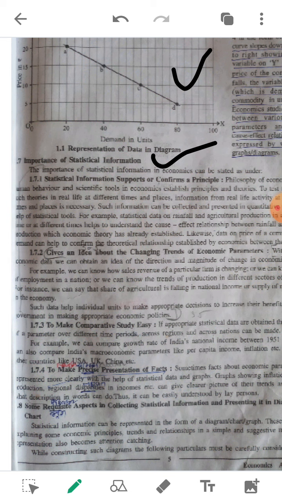Now, some requisites are expected in collecting statistical information and presenting it in diagram, graph, and chart. Statistical information can be represented in the form of diagram, chart, and graph. These are helpful in explaining some economic principles, trends, and relationships in a simple and suggestive manner. Such a representation also becomes attention-catching. While constructing such diagrams, some particulars must be carefully considered. Some rules must be followed carefully. Then you can represent statistical data.